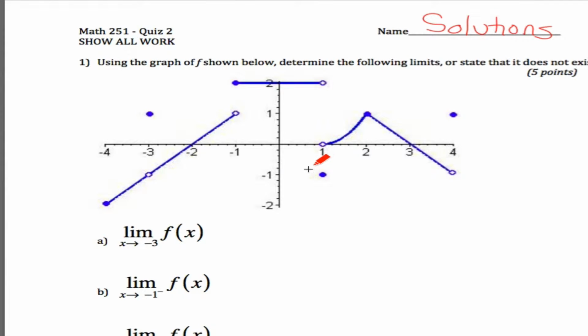All right, here are solutions to quiz 2 for Math 251. This first part, you're asked to find, I guess this is f, this weird looking graph, and you're asked to find the limit as x approaches -3 of this function, f of x. So you look over at -3, and the first thing you notice is that this is a two-sided limit. So to evaluate a two-sided limit, you evaluate two different one-sided limits.